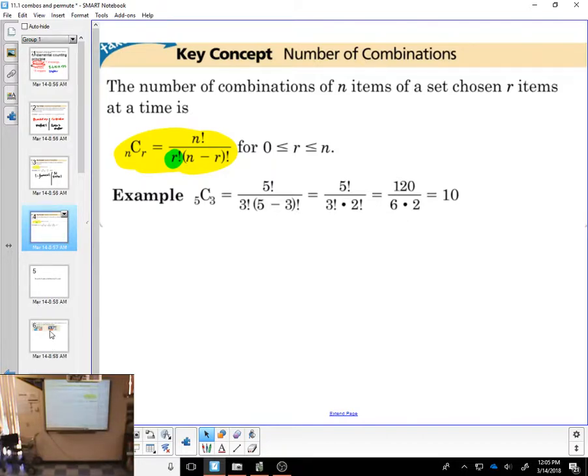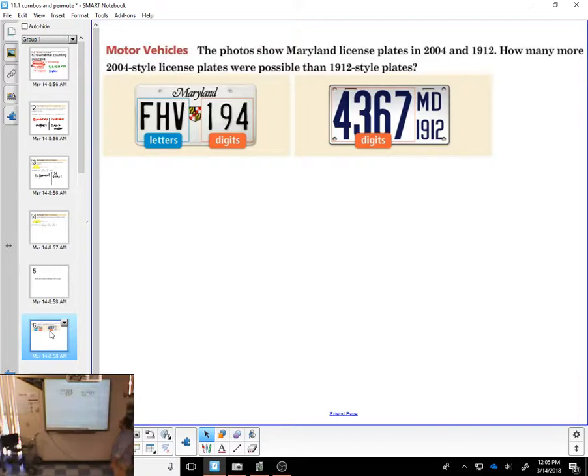Now let's take a look and use some of our skills. Let's do some math, baby. This is an old 1912.